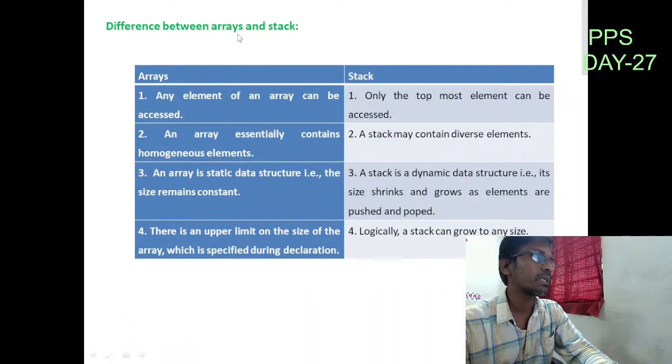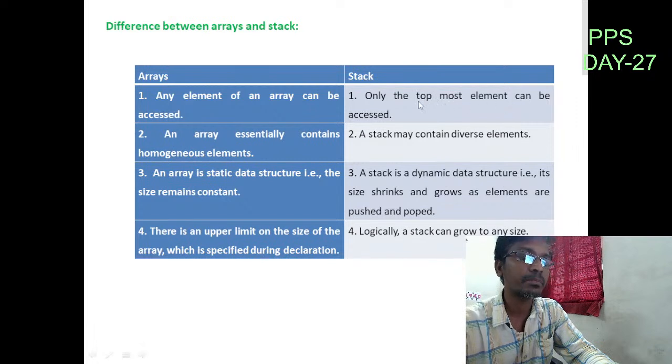So what is the difference between arrays and stack? In an array, any element can be accessed. In array concepts, you can access any element in the given array with the help of the index number. Whereas in a stack, we have to access only the topmost element. So after accessing the top element, then only you can access the next element, and so on.